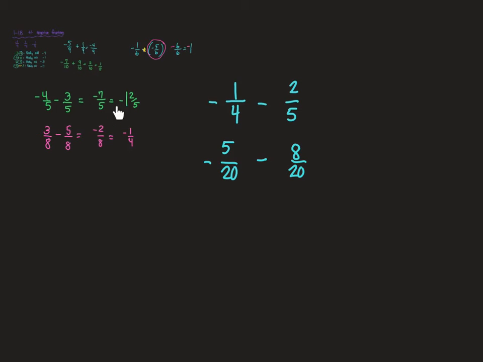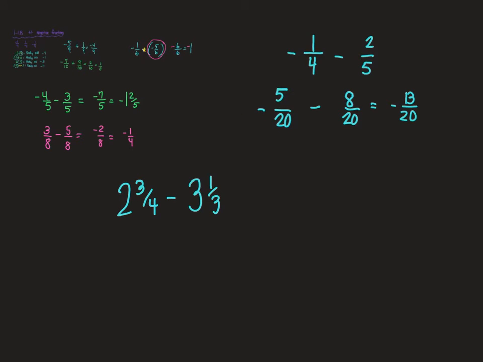Now it looks like this section over here. I have the same denominator. I have two negatives. That means I really add. 5 plus 8 is 13. 13 twentieths. Since it was negative, it's still negative.